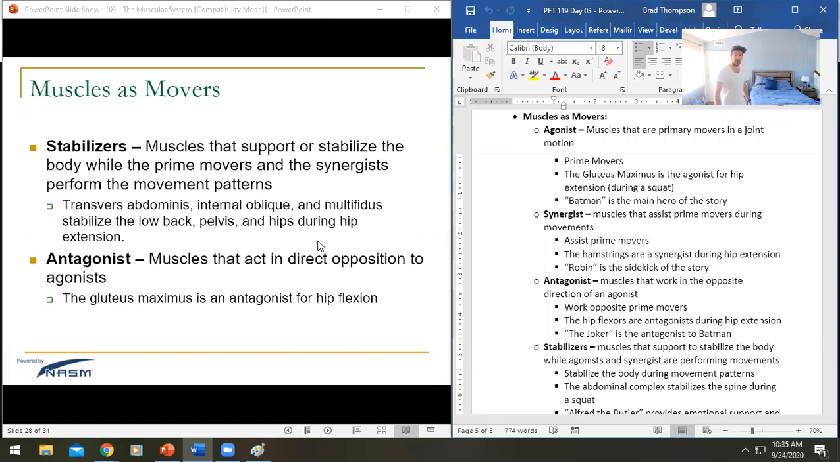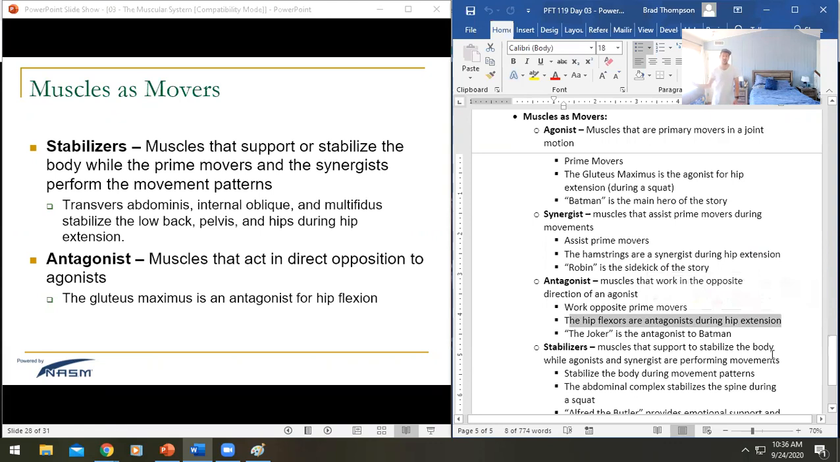So if I ever need to get my leg back from this position into this position, which is the exact opposite, I need to have a muscle that pulls in exactly the opposite direction. So every muscle in your body has an opposite muscle on the other side of the joint that does exactly the opposite thing. And that is called an antagonist, right? An opposite of an agonist. And it's muscles that work in the opposite direction. So they work opposite of your prime movers. Your hip flexor complex is the antagonist.